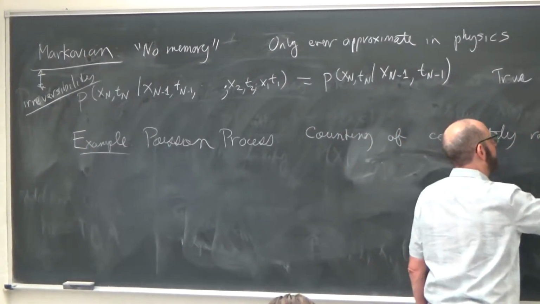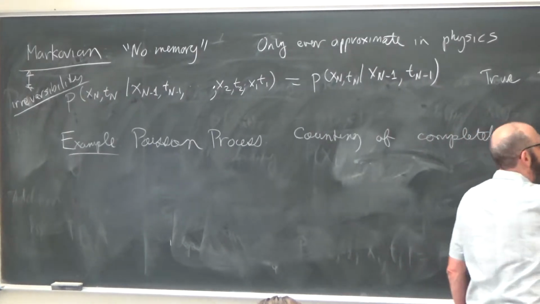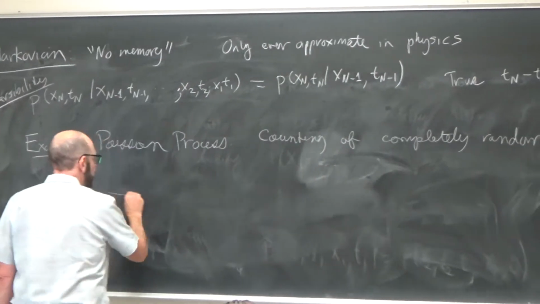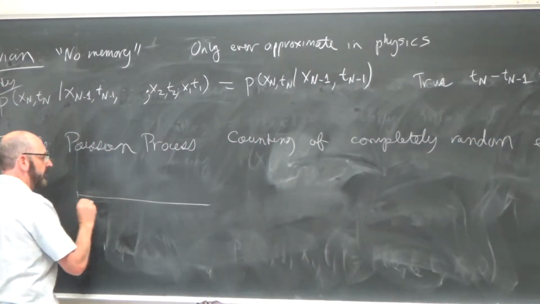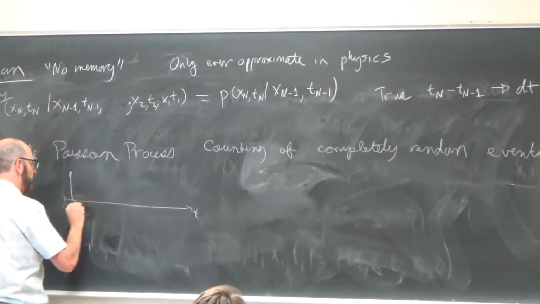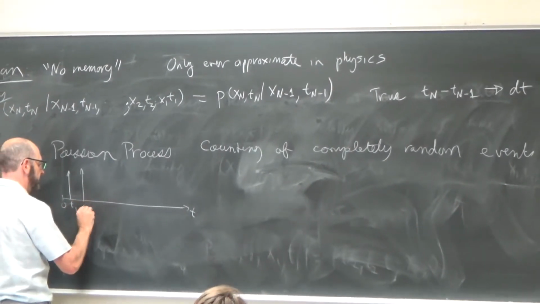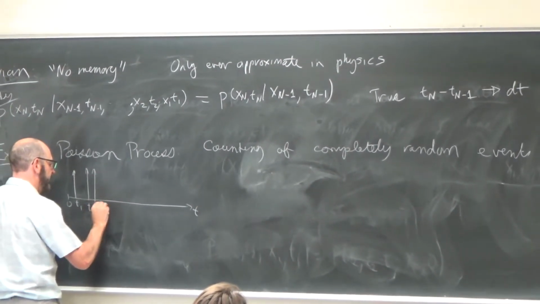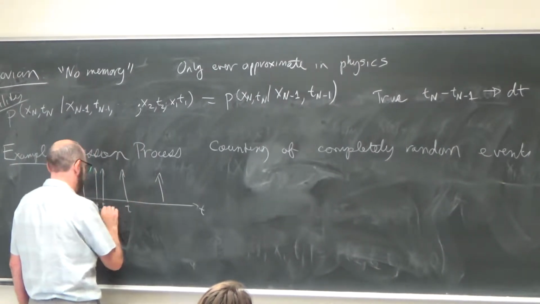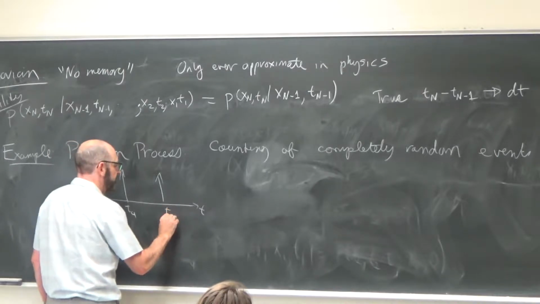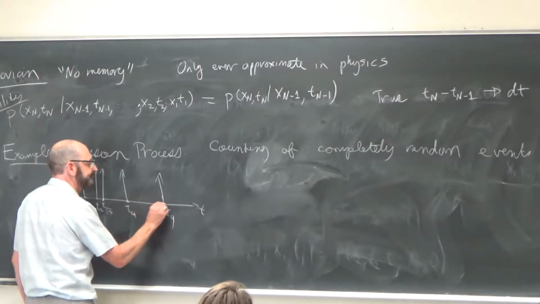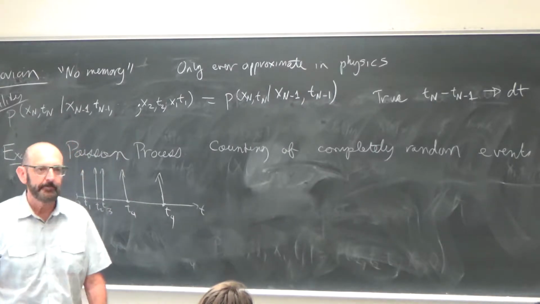The rigorous statement. What do we mean by this? Well, what we mean is that we have, as a function of time, some events that happen: 1, 2, 3, 4, 5. I get a click on a detector.